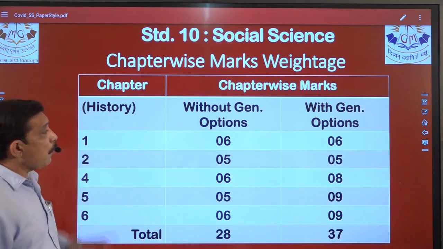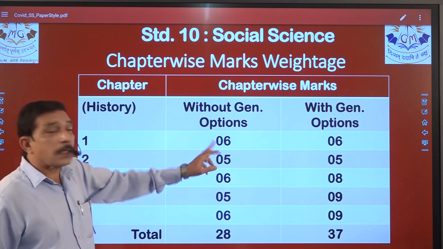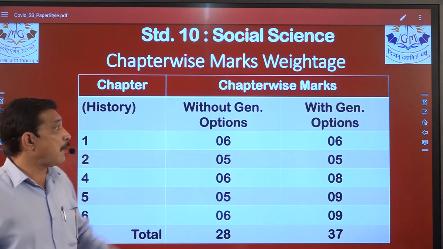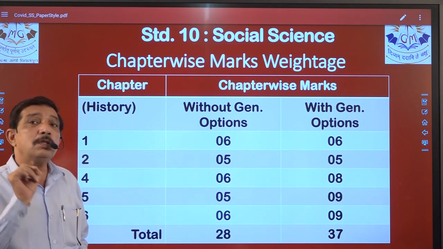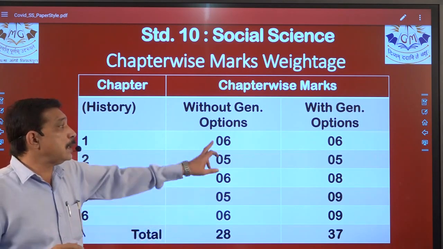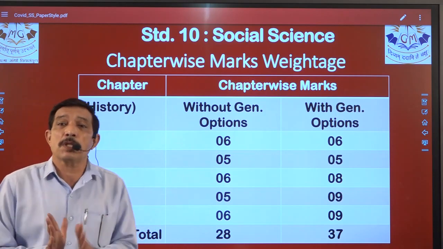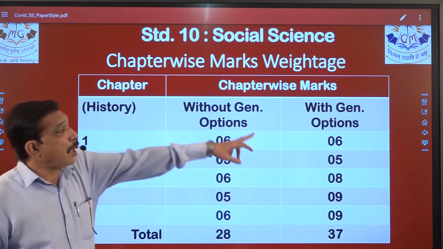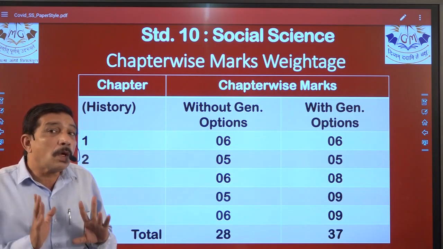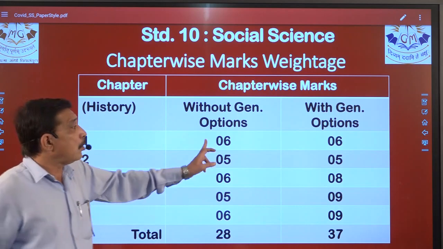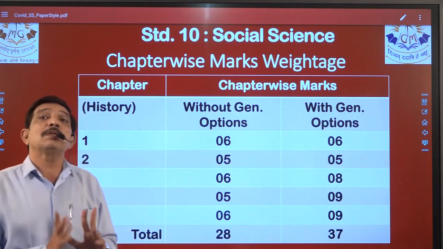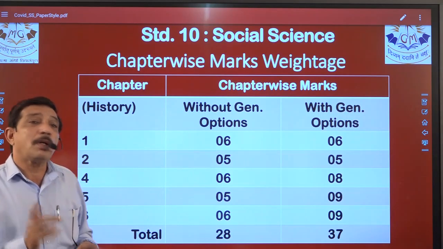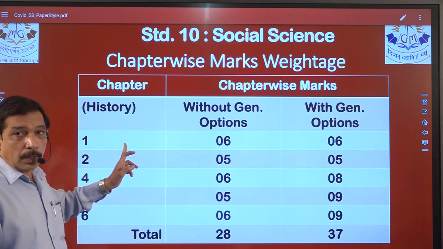Now chapter number 1, it has 6 marks weightage, right? What, that we'll discuss later, but please write over there what is the total. This is compulsory, that means 6 marks will be asked from the first chapter, right? And without general option also only 6 marks, that means both of them are same, that means this is compulsory. You do not have any option in chapter number 1 in history.